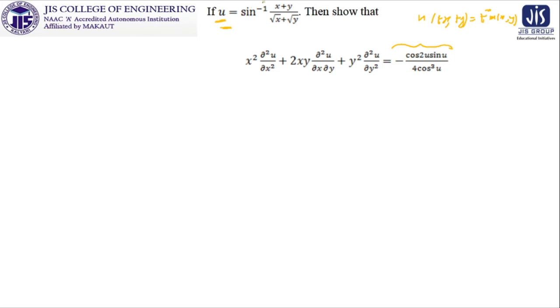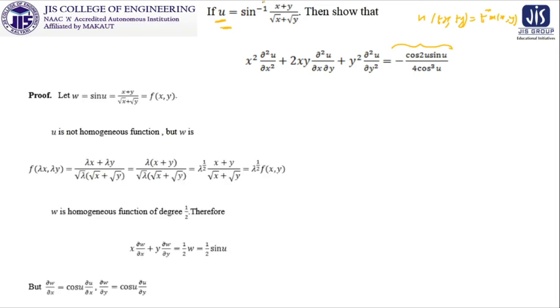So if we want to proceed with the problem with u and try to make it homogeneous, that will not be the process to proceed. Let us check how we will proceed. It is completely given to us that u is not a homogeneous function, which I have already discussed.